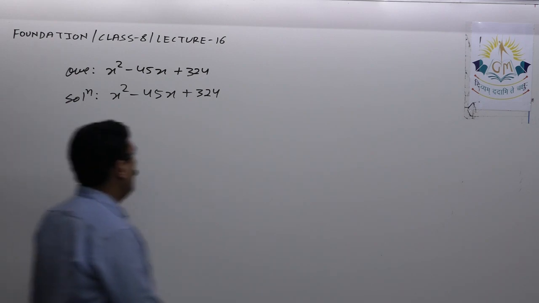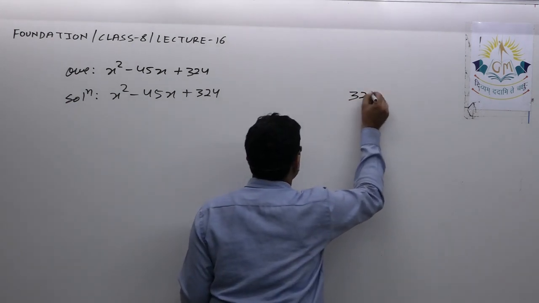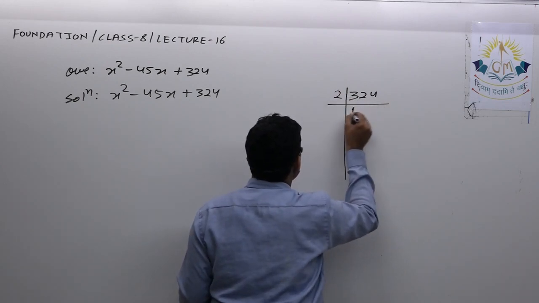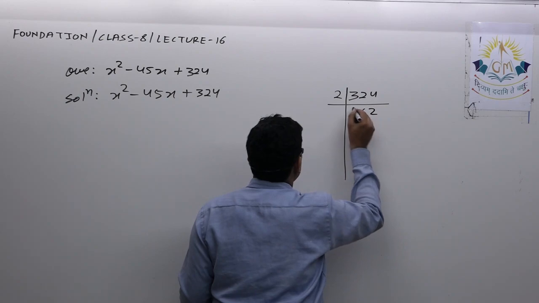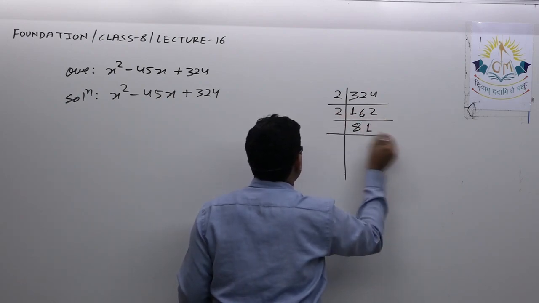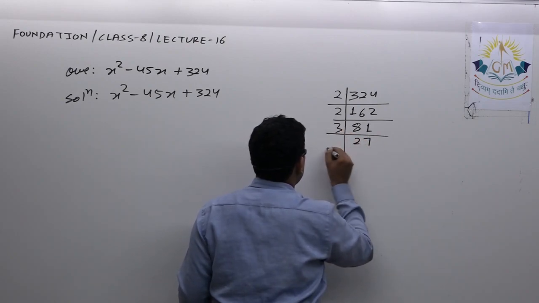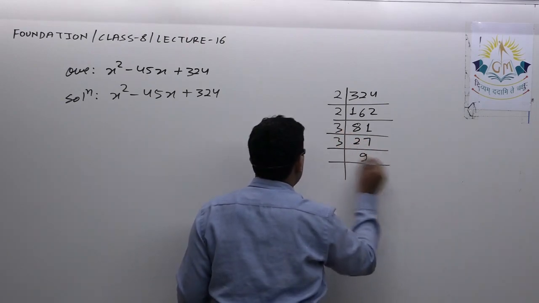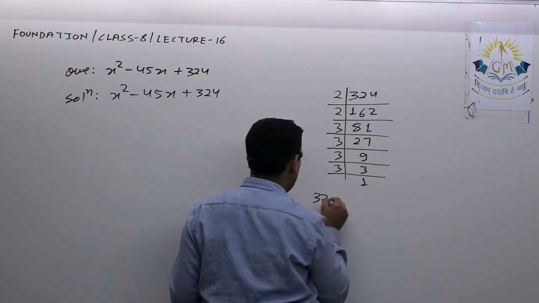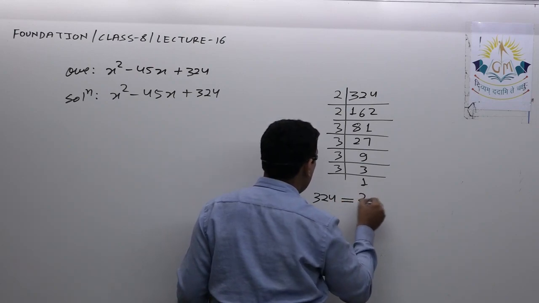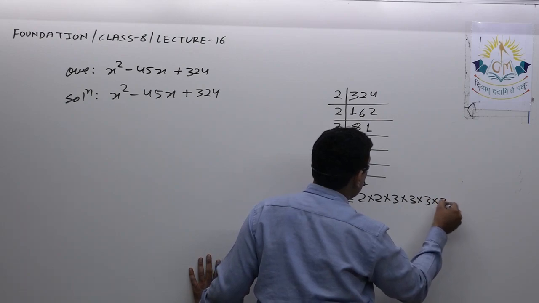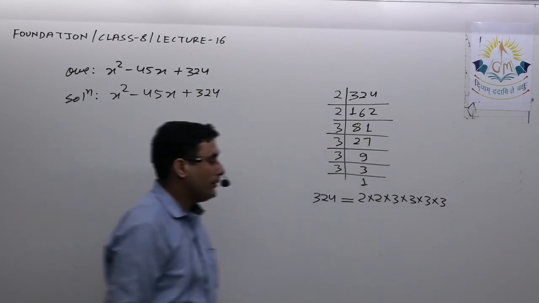Okay, so let us see how to solve. First, we'll find the factors of 324. Okay, so 2. The factors of 324 are 2 multiplied by 2 multiplied by 3 multiplied by 3 multiplied by 3 multiplied by 3, that is 4 times 81.